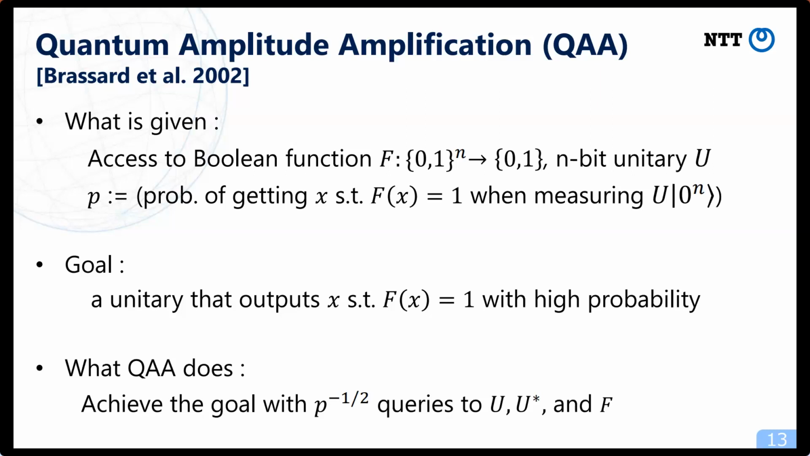I mean, our goal is to build a unitary that outputs x satisfying this with high probability. Okay? And QAA, quantum amplitude amplification, indeed achieves this goal by making p to the power minus 1/2 queries to U as a user and Boolean function f.